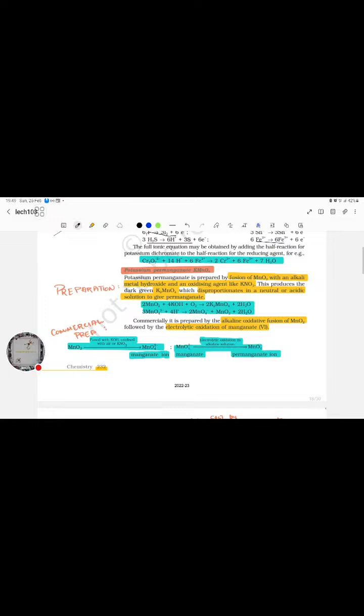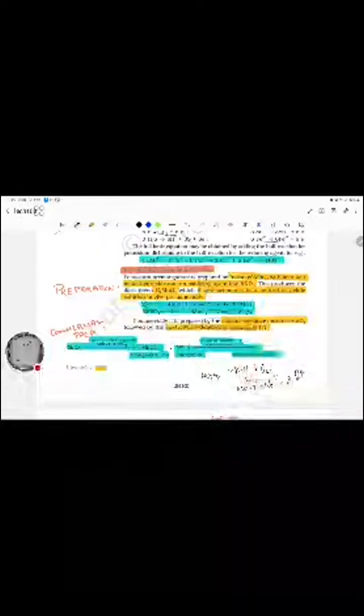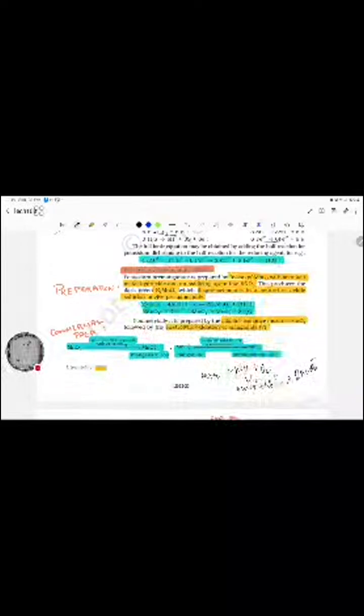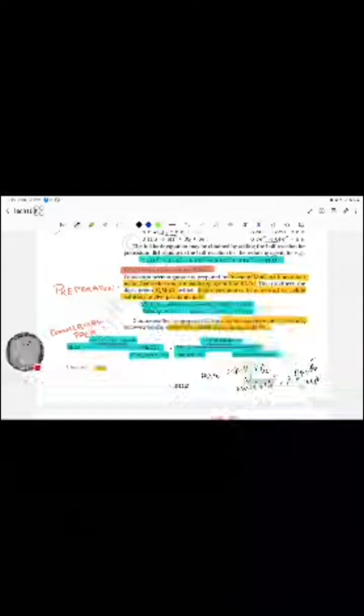So basically what happens is that MnO4 2- gives MnO4- and MnO2. So from the MnO4- we obtain the potassium permanganate. Commercially, it is prepared by the alkaline oxidative fusion of MnO2 followed by the electrolytic oxidation of manganate.